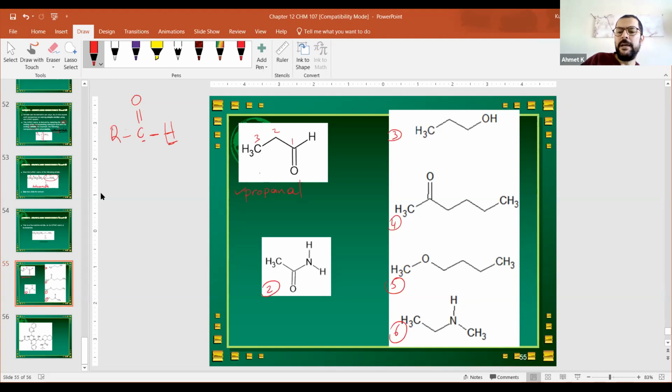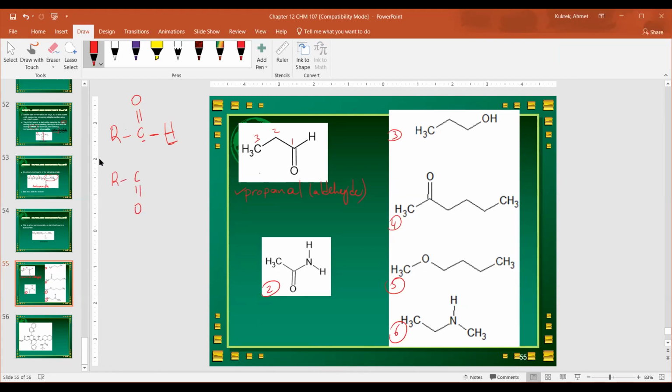So what about the amide? Which one will be amide? Amides. So this is my aldehyde, so I need a nitrogen and an oxygen. Which one is my amide? Amide was what? R attached to a carbonyl with nitrogen, right? It's got to be number 2. Very good. So this is my amide.